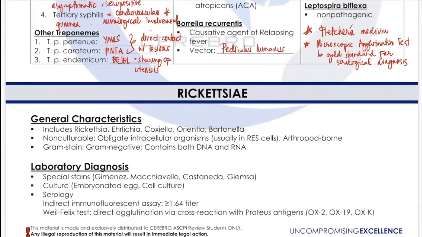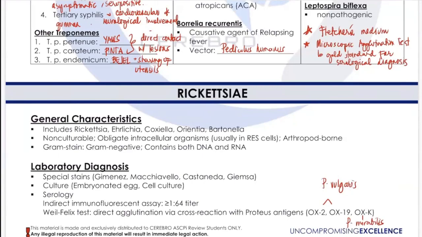So take note lang natin that OX2 and 19 are derived from Proteus vulgaris, okay? Whereas OXK is derived from Proteus mirabilis. Okay? So again, yung Weil-Felix test, this is a direct agglutination via cross-reaction kasi yung antibodies na napoproduce natin against certain rickettsial species can cross-react with Proteus antigens. And it could aid the identification based kung kaninong antigen siya nag-react, whether OX2, OX19, or OXK.